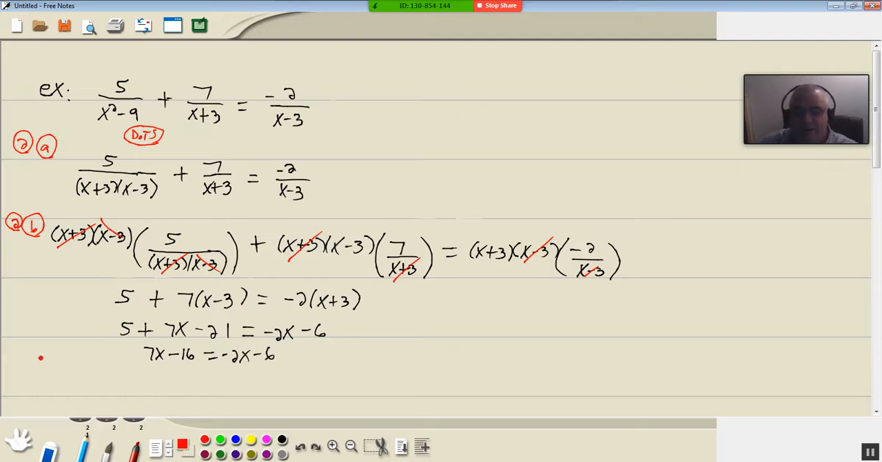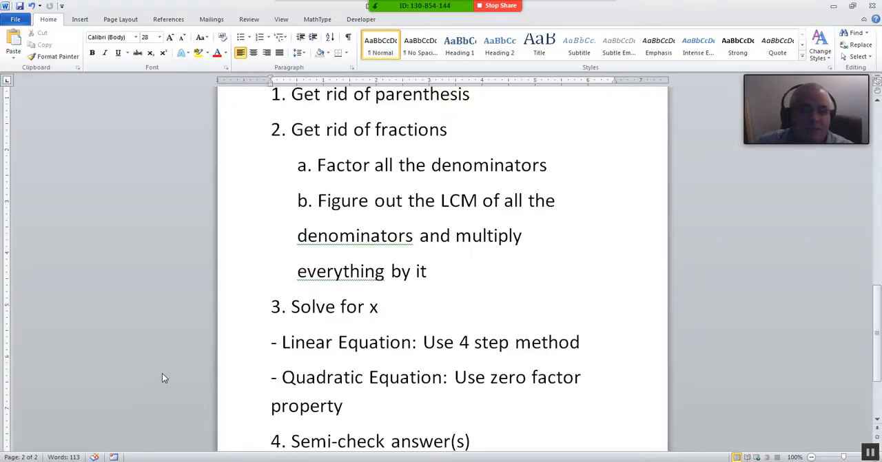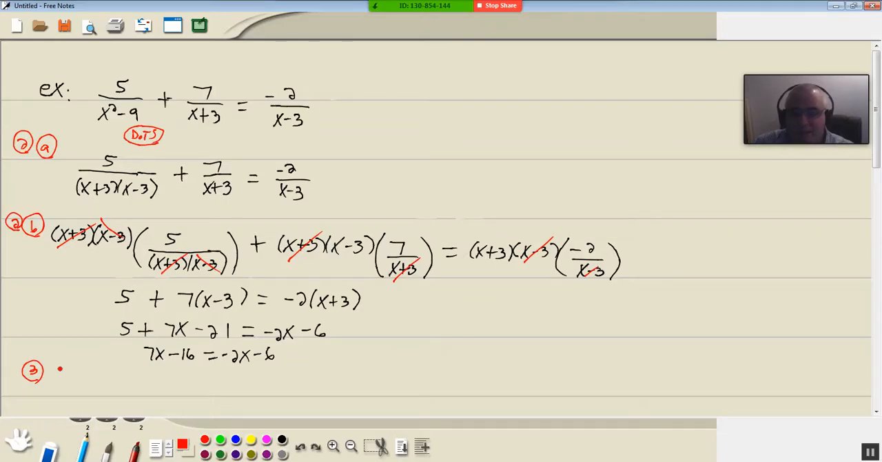Okay, so now we're down to step 3. Step 3 says to solve for x. This is a linear equation. The reason why it's a linear equation is everything's the first power. If it had an x squared, then it would be a quadratic equation.